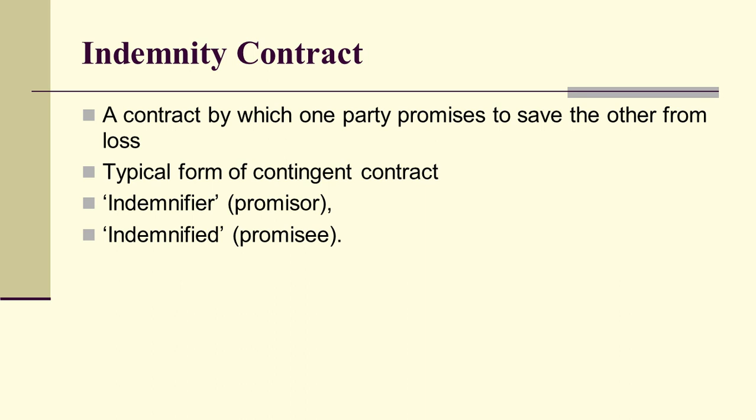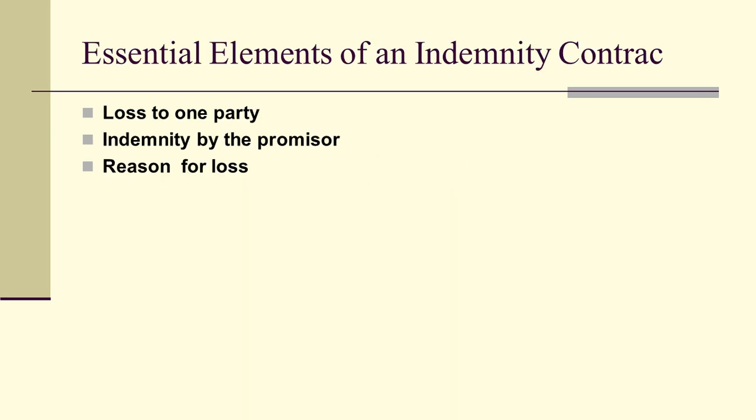So there are two persons, the indemnifier and the indemnified. The person who promises to cover the losses is the indemnifier, and the person who is promised compensation against the losses is called the indemnified. Promisor and promisee. Clear?